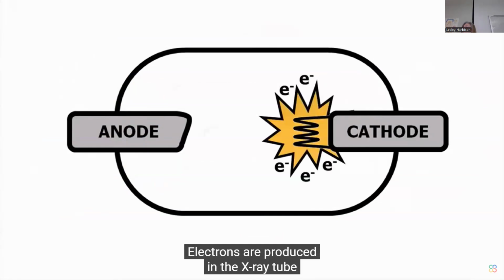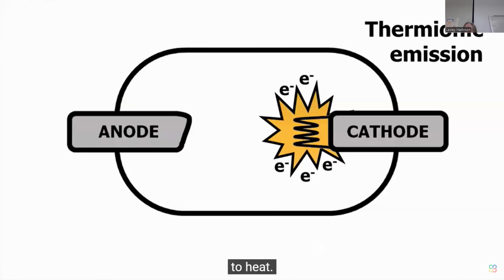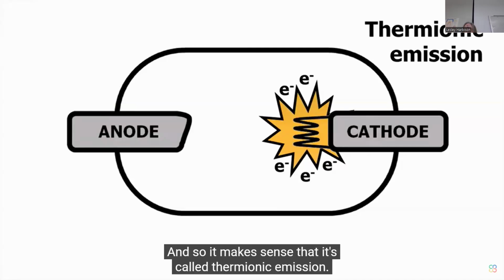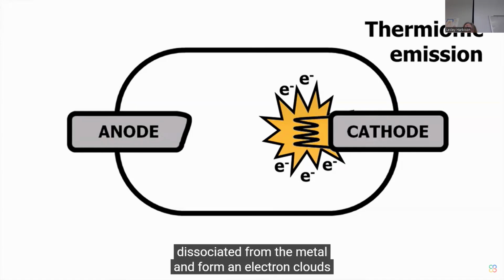Electrons are produced in the X-ray tube at the cathode filament. The specific process is called thermionic emission, which is the release of electrons, ions, in response to heat. And so it makes sense that it's called thermionic emission. A current running through the filament causes it to become extremely hot, so hot that electrons are actually dissociated from the metal and form an electron cloud around the filament.